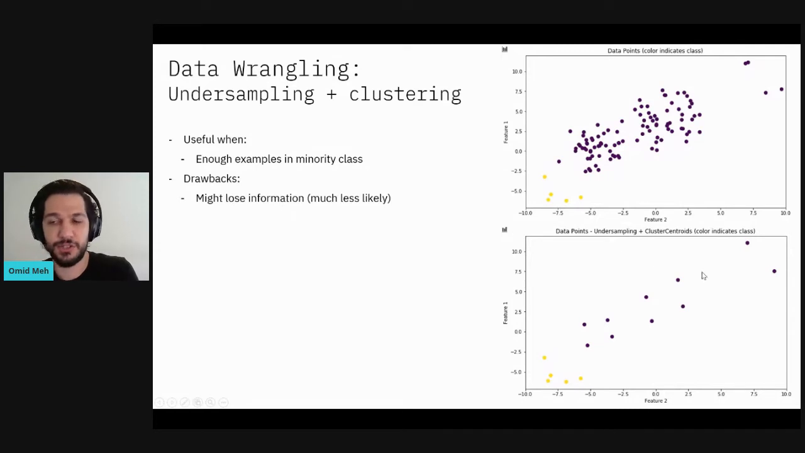Again, the drawback is that you could lose information if your clustering loses information, but it is a lot less likely to lose your outliers or some of your clusters because you're applying clustering first. So it is an improvement on top of undersampling.